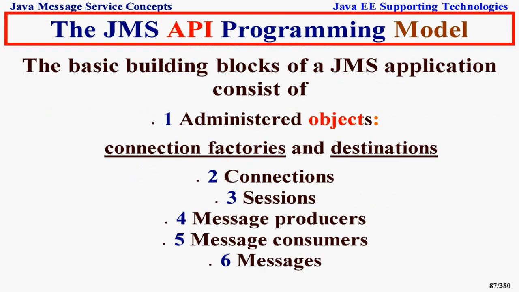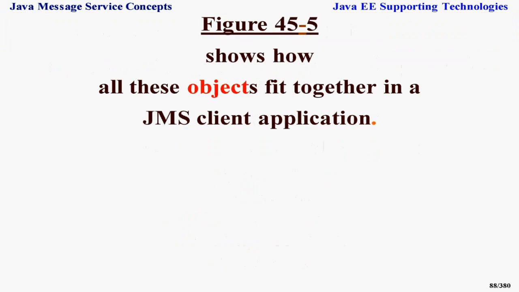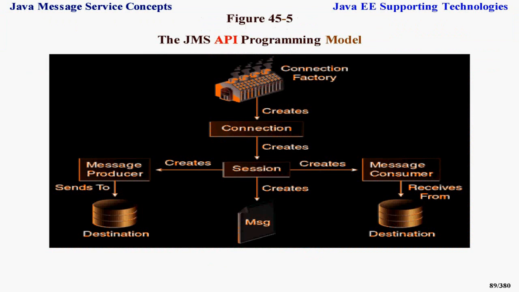The JMS API programming model. The basic building blocks of a JMS application consist of administered objects, connection factories and destinations, connections, sessions, message producers, message consumers, and messages. Figure 45-5 shows how all these objects fit together in a JMS client application. Figure 45-5 The JMS API programming model.